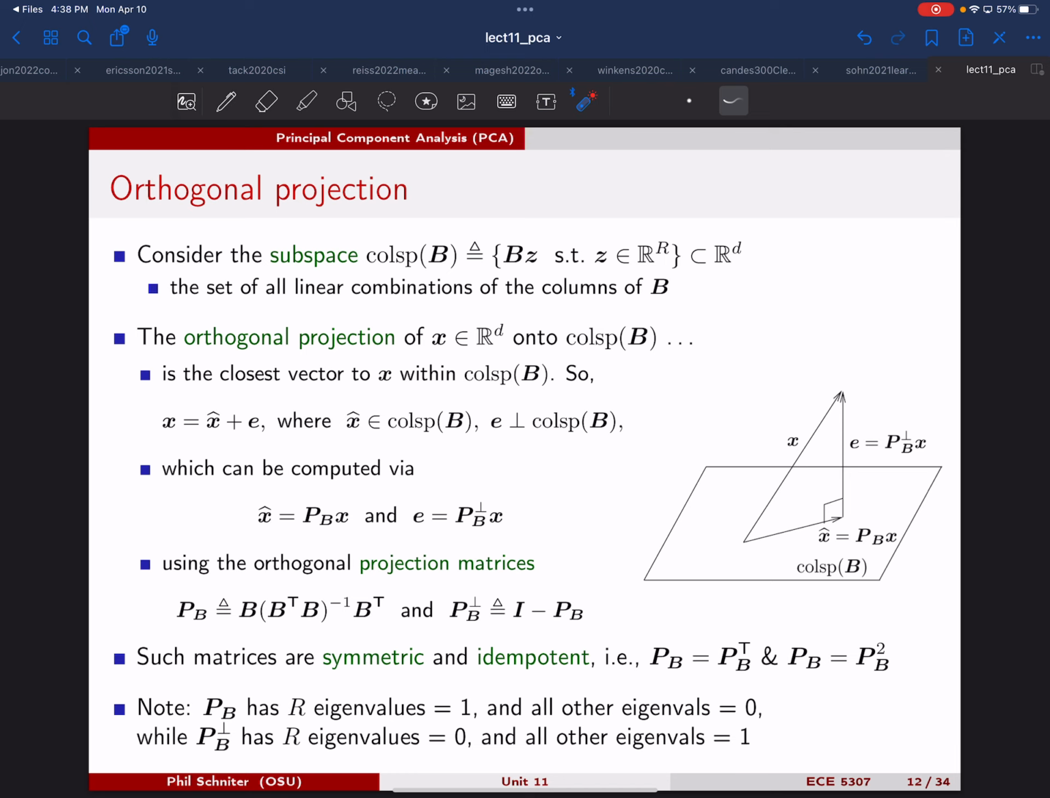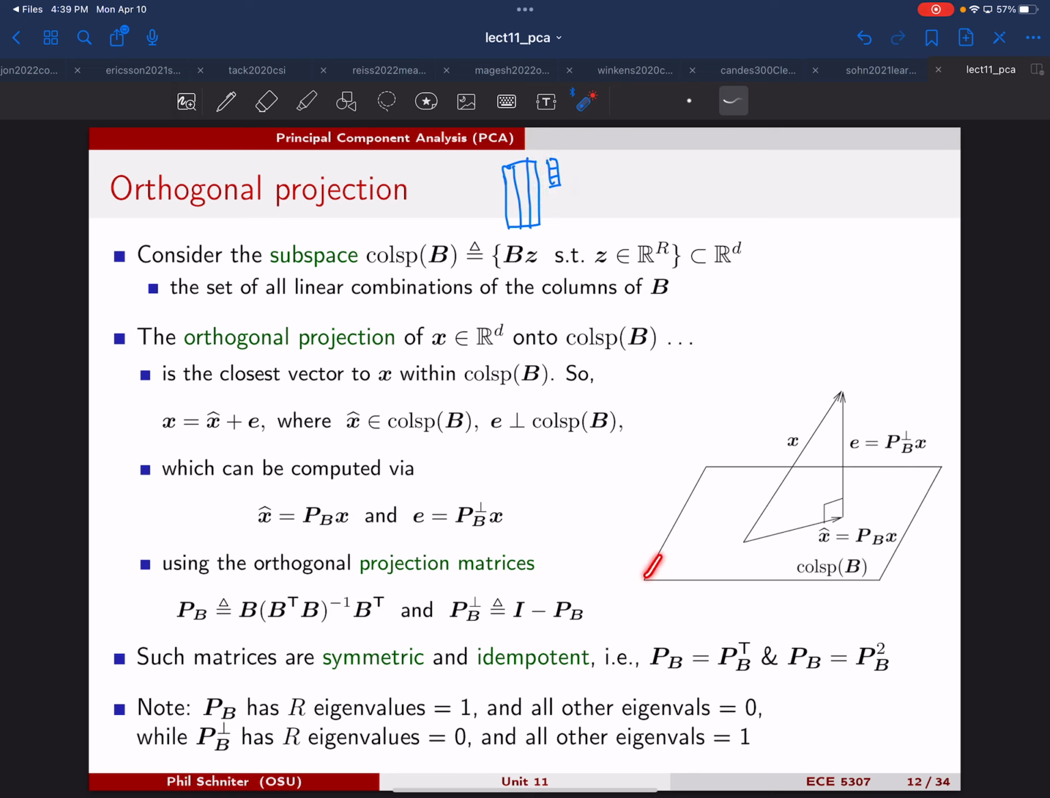A subspace is basically a set of linear combinations. So here I have a tall matrix B, and I have a short vector Z, and I can think of this matrix-vector multiply as this column times this scalar plus this column times this plus this column times this. So this is really linear combinations of the columns in B. And what we're saying here is I'm going to consider all linear combinations. So I'm going to allow Z to be anything.